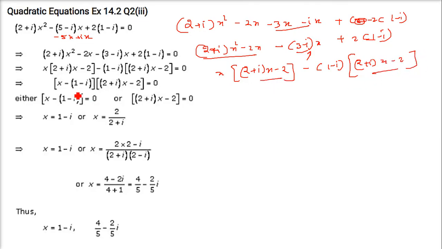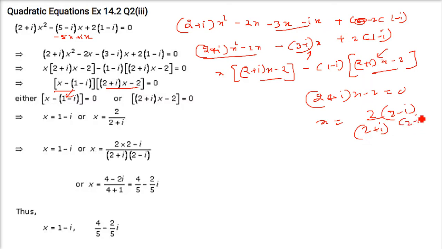Now take these two common, that is 2 plus I into x minus 2. This will remain inside: x minus 1 minus I. Now put this as 0, you get x equal to 1 minus I. Now put this as 0, 2 plus I into x minus 2 equal to 0. X will be equal to 2 by 2 plus I. Now just multiply 2 minus I in numerator and denominator to get the denominator done. That means try to rationalize it. You get 4 by 5 minus 2 by 5i. So one is this, one is this.